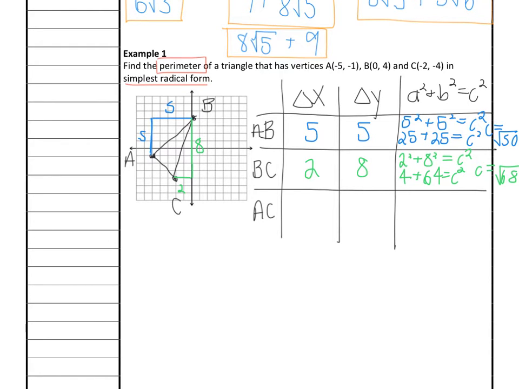So I'm going to box in from A to C. So I'm going to walk down, and I'm going to walk over. If I count, over is 3, so that's my change in x. Up and down is also 3, so that's going to go here. One more time, 3 squared plus 3 squared equals c squared. I get 9 plus 9. So this one's going to leave me with c equals the square root of 18.